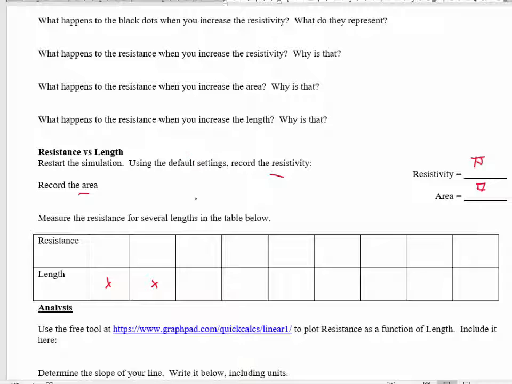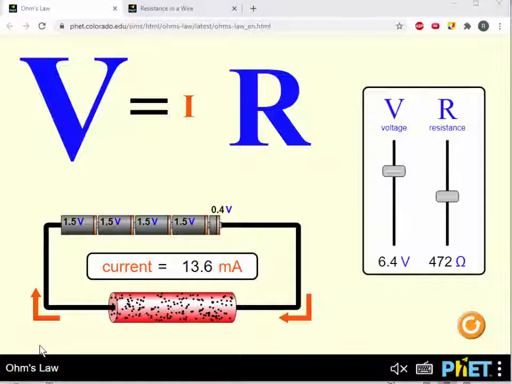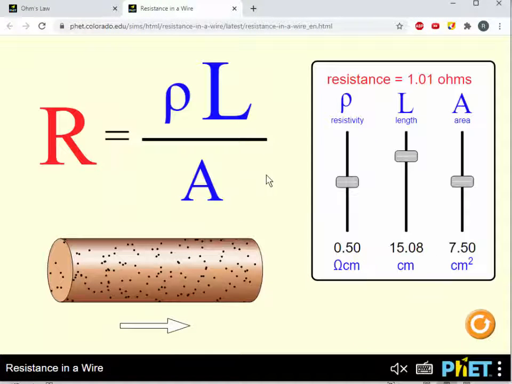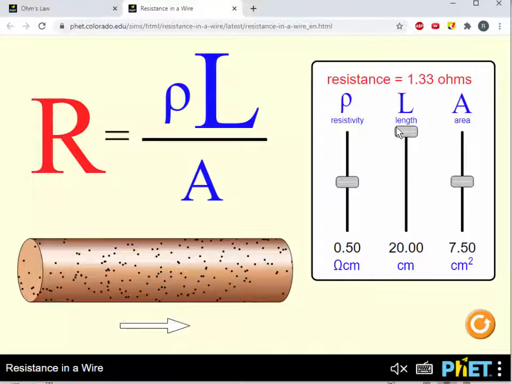So let's take a look at this simulation really quick. We're going to pop open this one right there, and what you can do is just mess around with the length as such. Wow, look at that. It looks proportional.